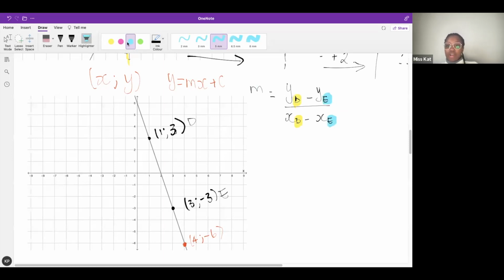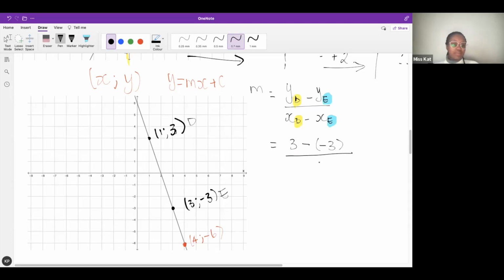You guys will forgive me for color. I really like color. I think it helps us to see stuff properly. So y of D minus the y at E. What's the y at D? There we go. Thanks, Charlie. The y at D is 3. Thanks, Mobile and Kanyasile. Minus, what's the y at E? Thank you, Gamachelo. -3 over.